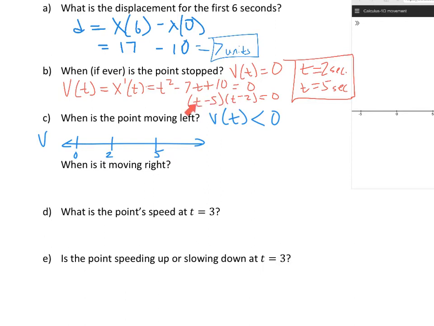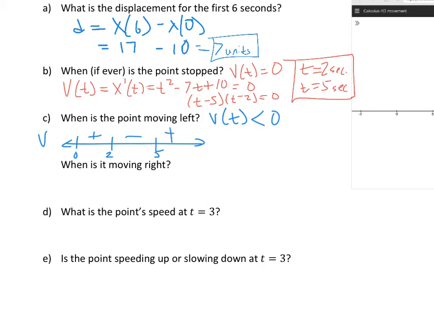Here's our velocity function factored. The velocity equals this. So 1 minus 5 is negative 4 times negative 1. Negative times a negative is a positive. Plug in something like 3. If you plug in 3, you get positive times a negative. Positive times a negative is a negative. Plug in 6. Positive, positive.